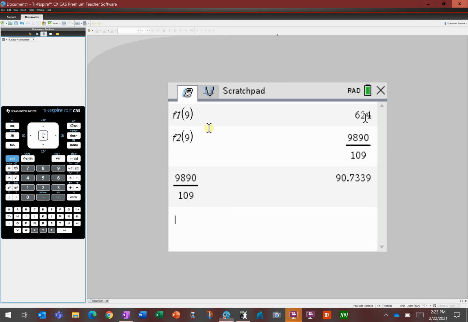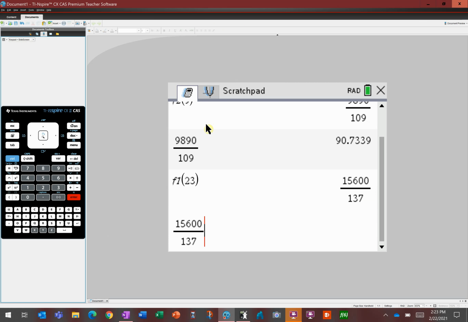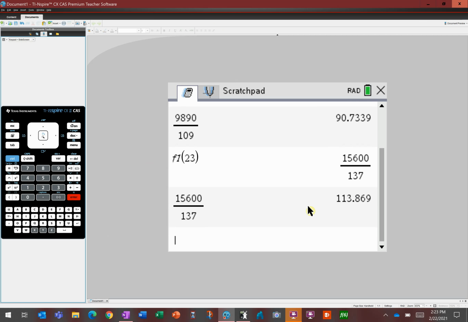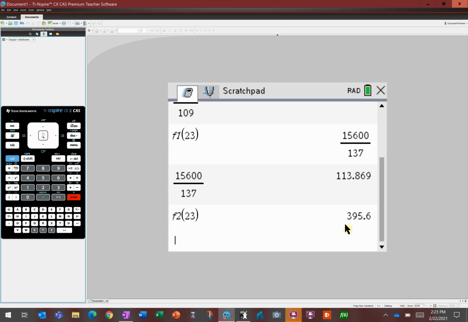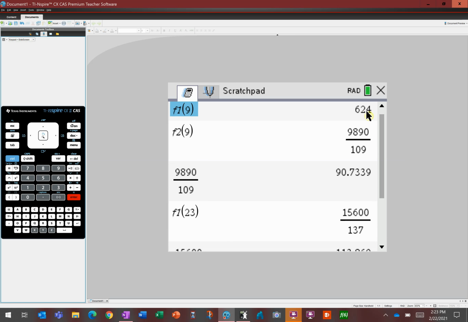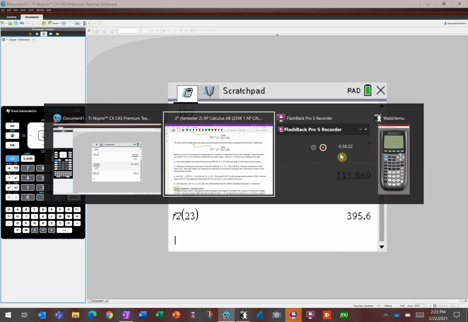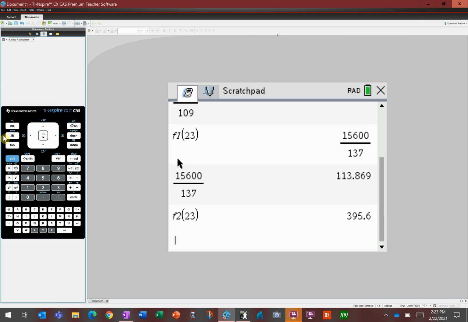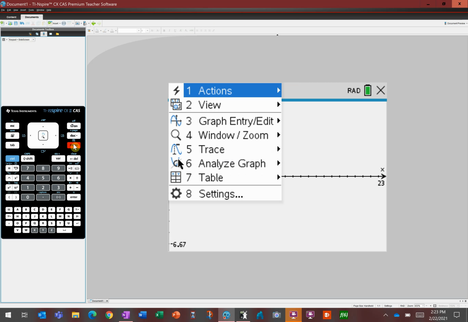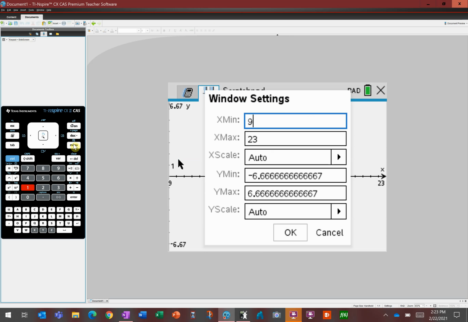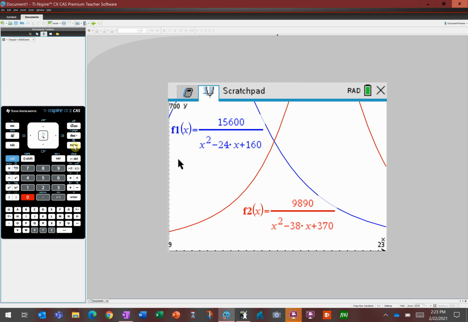So let's find E of 23 and L of 23. Should probably just get in the habit of doing the approximately, and L of 23. I'll remember it this time. We're going to do the approximately. Here we go. Love it, 395. So it looks like the biggest one is 624, so let's go up to maybe 700. So in our graphing screen, we're going to go to Menu, Window Zoom, Window Settings, and go up from 0 to 700. Ha! I've got my graphs.